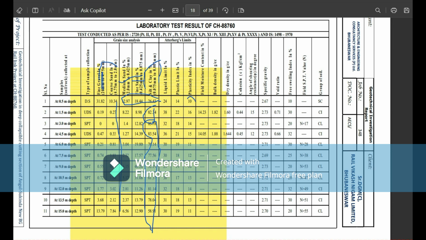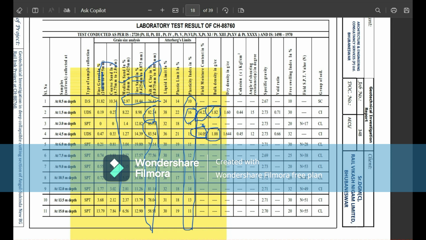Here the plasticity is always greater than 10, up to 16. Here you can see the plasticity index. So it's not highly plastic, it's a medium plastic. Here the field moisture content is 14 percent, and the bulk density is 1.82. So this is silty material, maximum silty material, so 1.88.